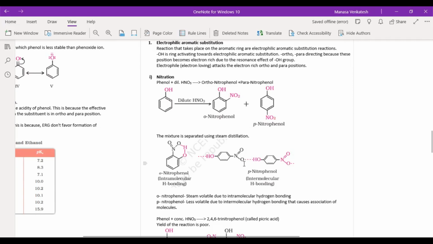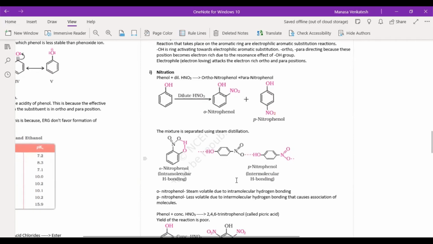So they can be separated easily using steam distillation. This is because orthonitrophenol, containing intramolecular hydrogen bonding, is steam volatile, whereas paranitrophenol, containing intermolecular hydrogen bonding, is less volatile compared to orthonitrophenol. So we can separate these two using steam distillation.